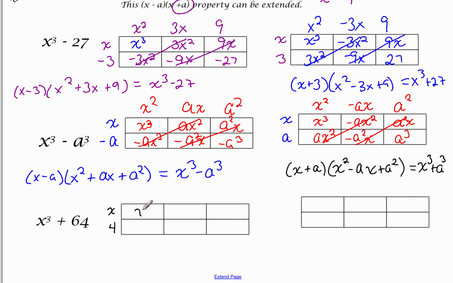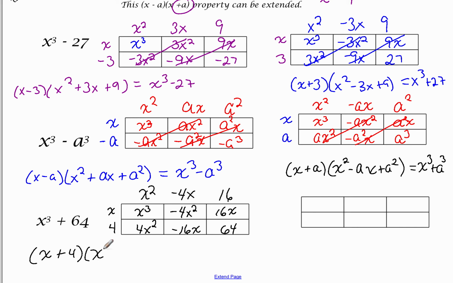Got to get an x cubed, so this has to be x squared. This is 4x squared. We have no x squared, so this has to be negative 4x squared to cancel out. So this is going to be negative 4x. That's going to be negative 16x, so we'll need a positive 16x to cancel it out. So that's got to be 16, and that gets me 64. Okay, so when I multiply x plus 4 by x squared minus 4x plus 16, I did indeed get x cubed plus 64.